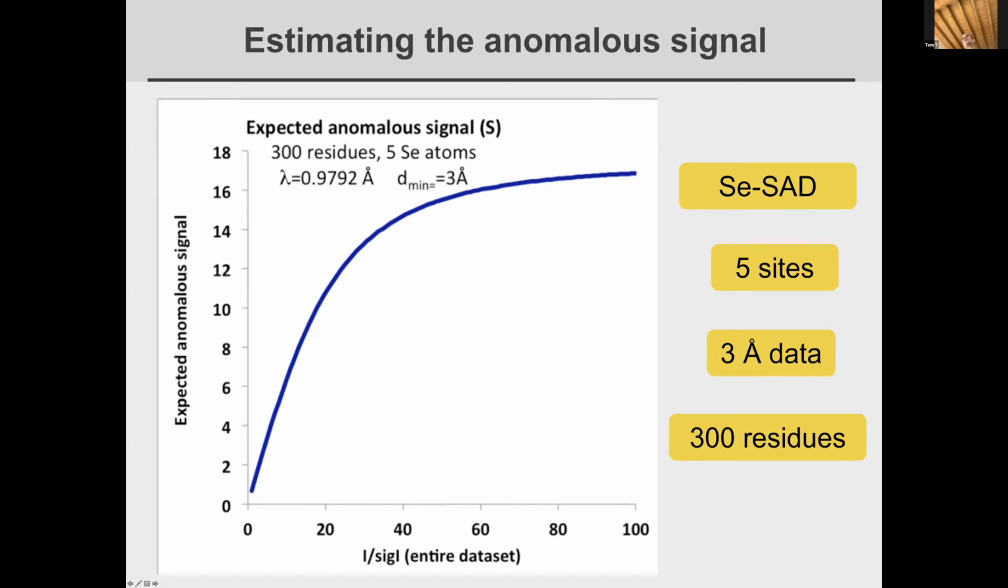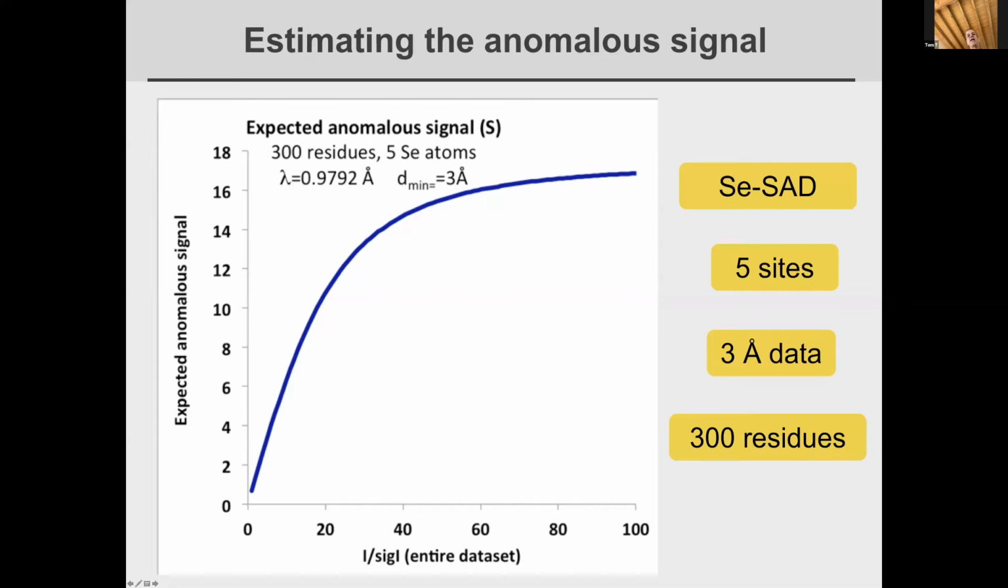And the number we want to shoot for here is about 10. And so we can just read off this graph that we'd have to have an I over sigma on the order of 15 or 20 for the whole data set in order to have an anomalous signal of 10, and therefore to have a pretty good chance of solving this structure.